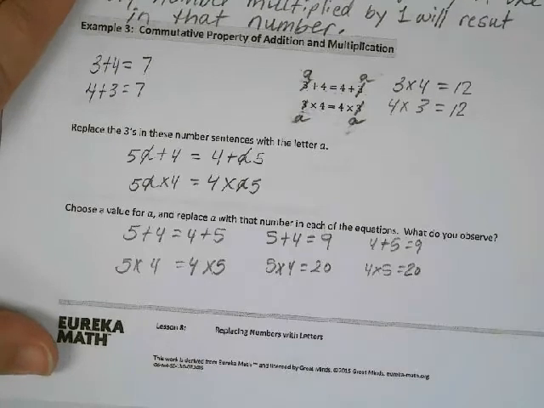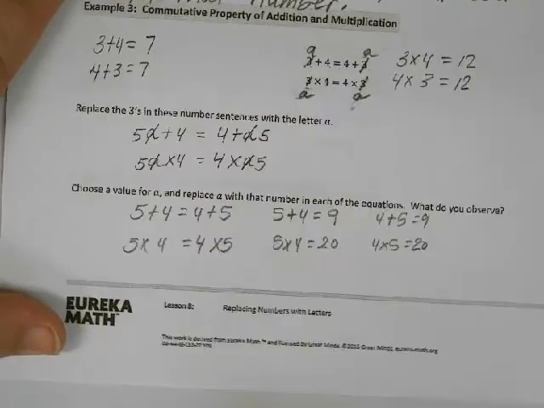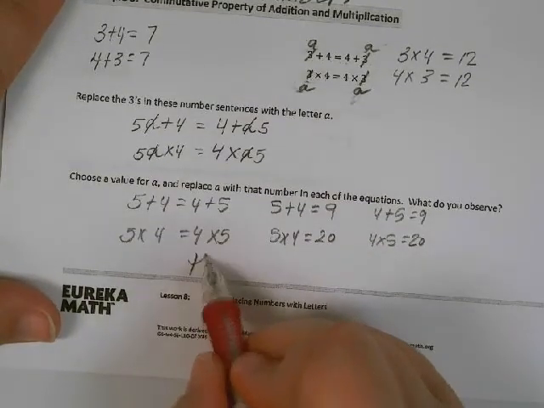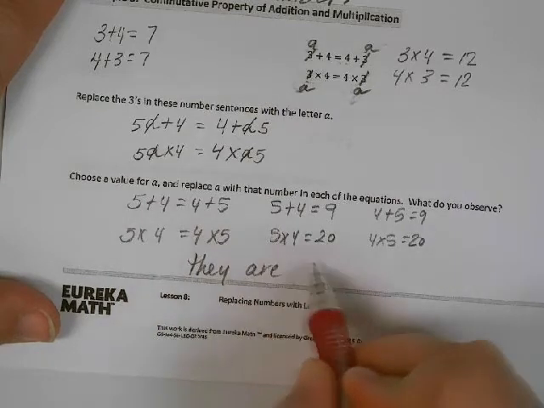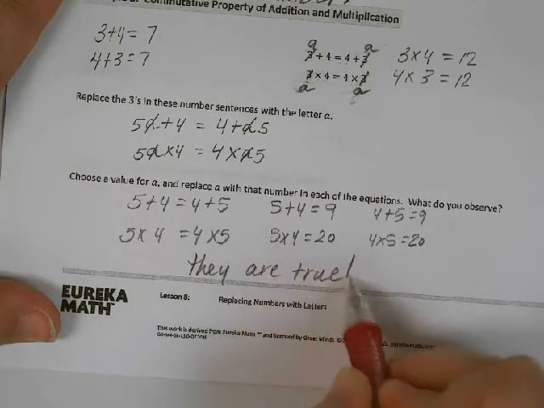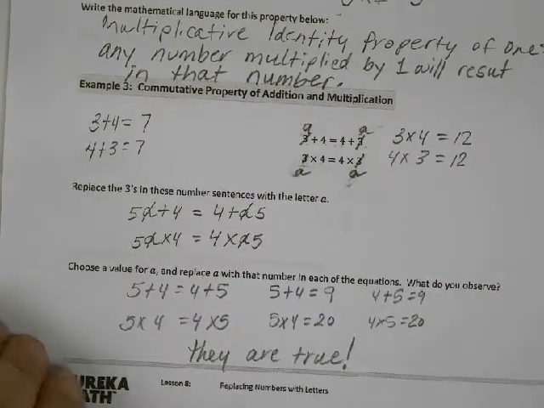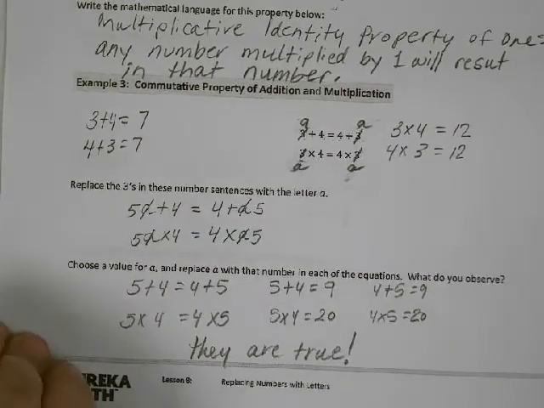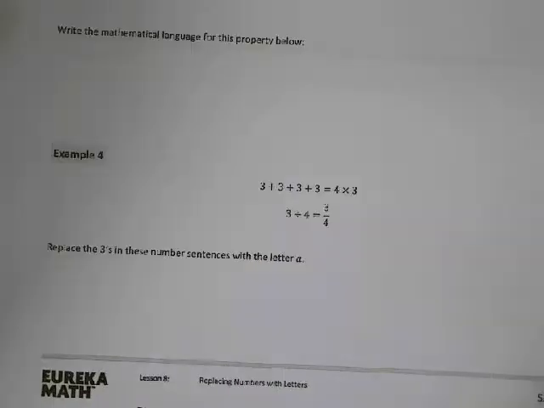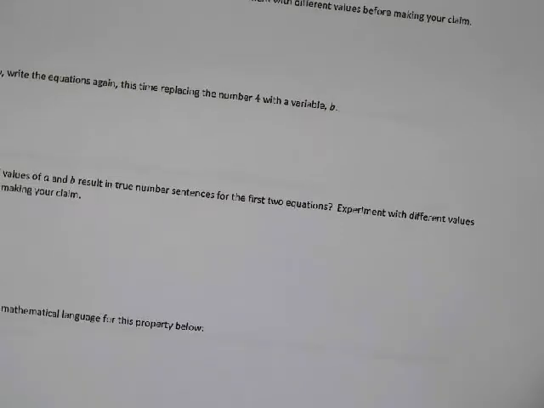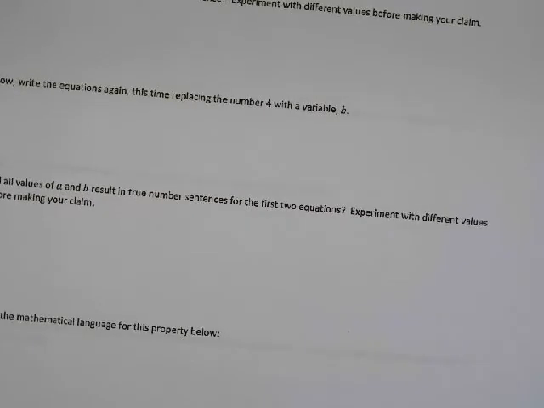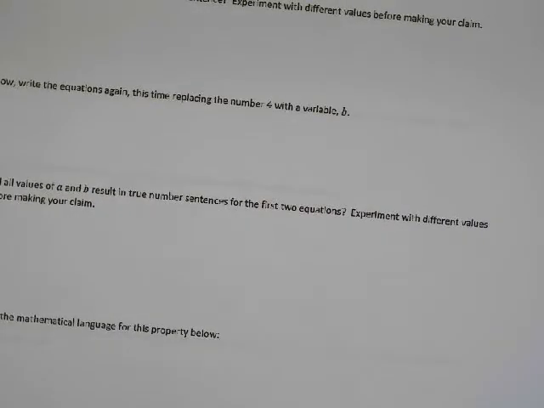So what do we observe? We observe that they are true. All of those are true. It doesn't matter what order we put them in, they are true. Let's go ahead and go on to the next page. Will all values result in true sentences? That answer is yes. We just proved that.